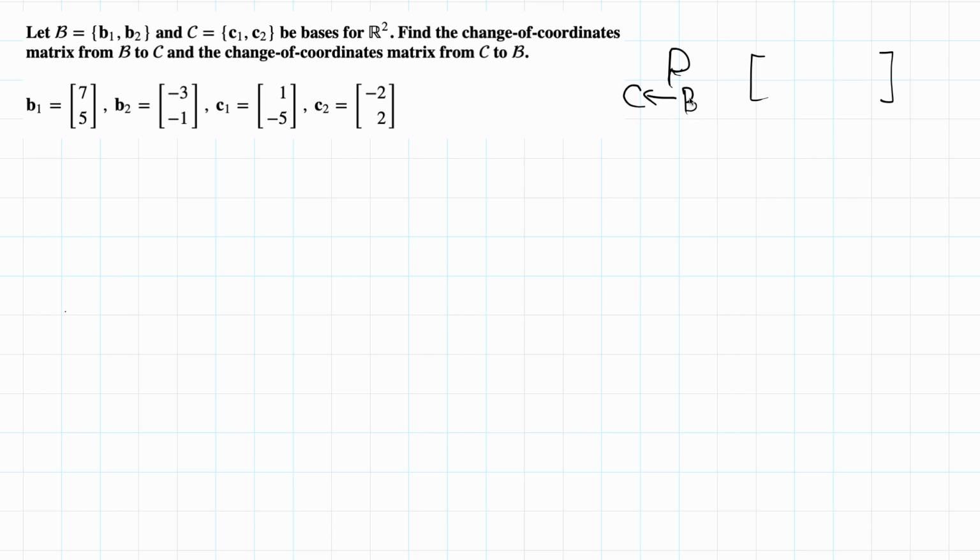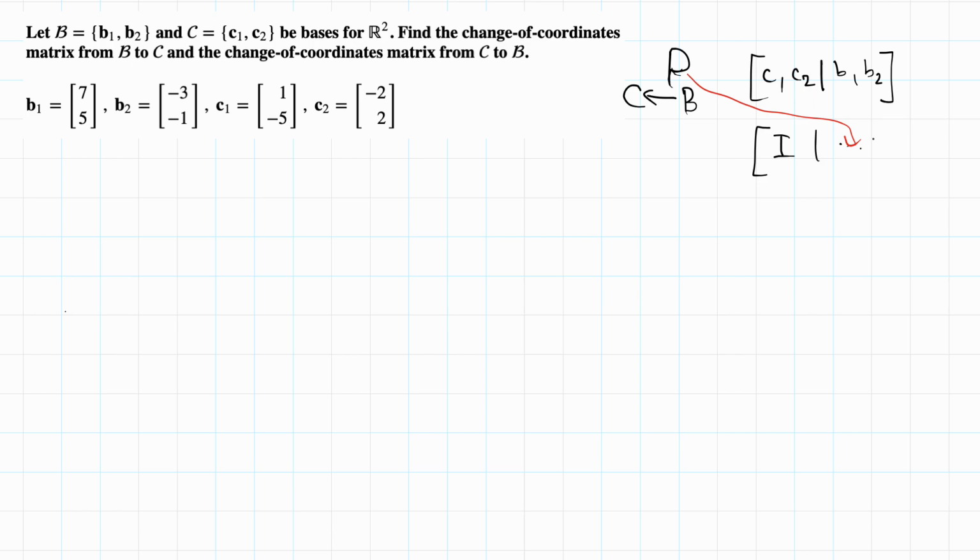So C, B to C. So C has two vectors C1, C2. And for B, B1, B2. So we write this matrix in this way. Then do row operations and convert this one into the identity matrix. So in R2, so I2, that means 1, 0, 0, 1. Then we have some matrix here, and that matrix is this.